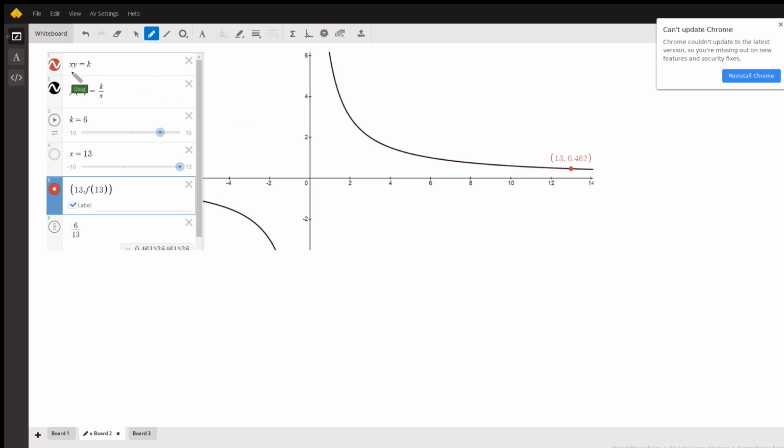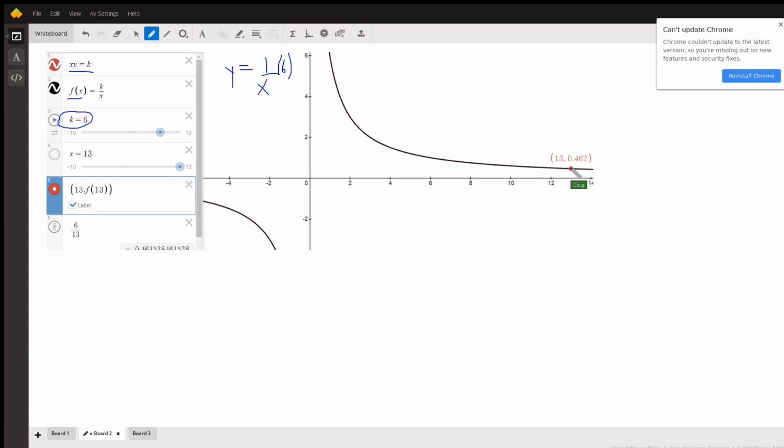So here's a graph of xy equals k, where I've set k equal to 6. And I've also redefined f of x as k over x. But this is really just the reciprocal function. Y equals 1 over x is the reciprocal, but we've multiplied it by 6, so it causes a vertical stretch by a factor of 6.